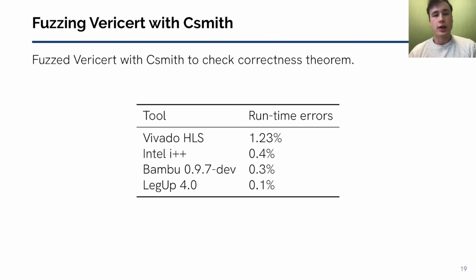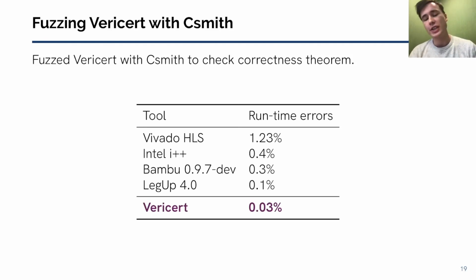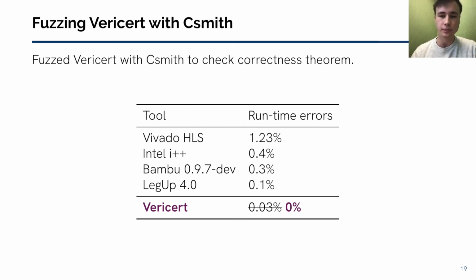In addition to that, we also fuzzed Vericert using Csmith, just like in our study of the other HLS tools. Ideally, we'd find that Vericert has 0% runtime errors. However, in practice, this was not the case. Interestingly, we found a small bug in the trusted codebase of Vericert, where we were using the wrong operator in the pretty printing. But once we fixed that, we did get no runtime errors on the fuzz run.